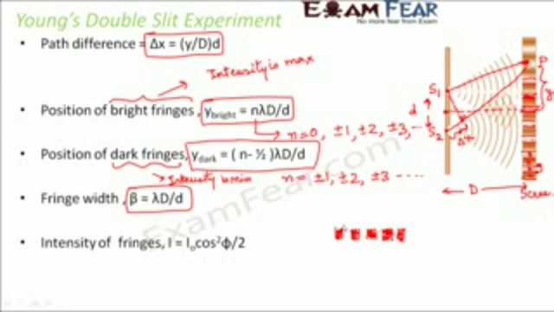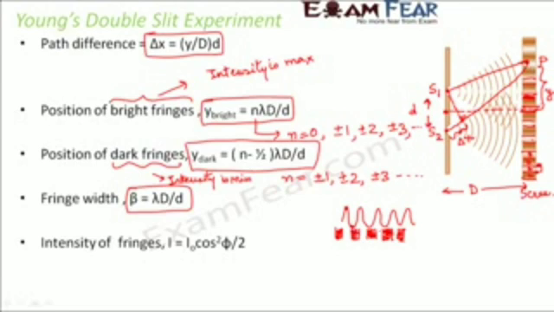So basically, whenever you have a bright fringe, the intensity is maximum. Whenever you have a dark fringe, the intensity is minimum. Again, bright fringe maximum, dark fringe minimum, bright maximum, dark minimum, and so on. So basically this is how the intensity is changing. For the bright fringes it's maximum, for the dark fringes it is minimum.